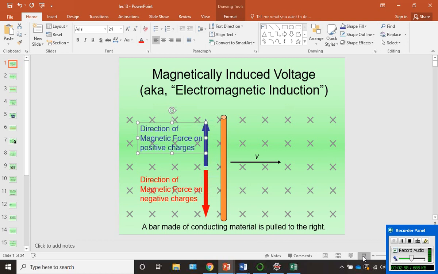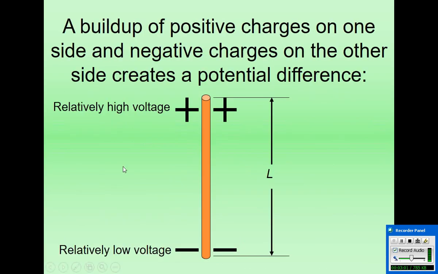So what is this going to do? It's going to create a voltage. We have a region in which there is excess positive charge, and near it we have a region in which there is excess negative charge. And that's basically how you get a voltage difference, a potential difference. If the positive charges are pushed to the top and the negative charges are pushed to the bottom, the length over which we have voltage is the length of the bar, and we'll call that capital L.